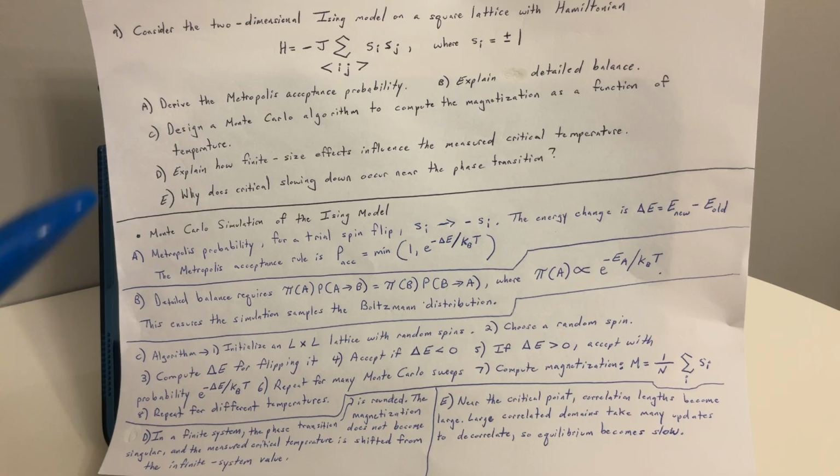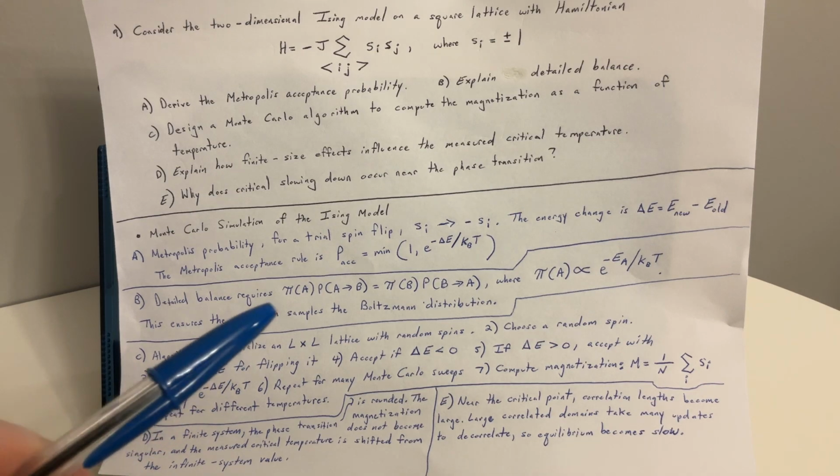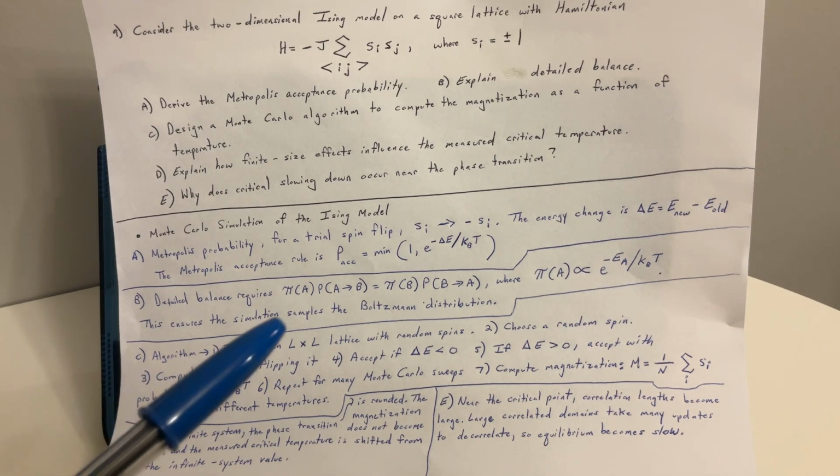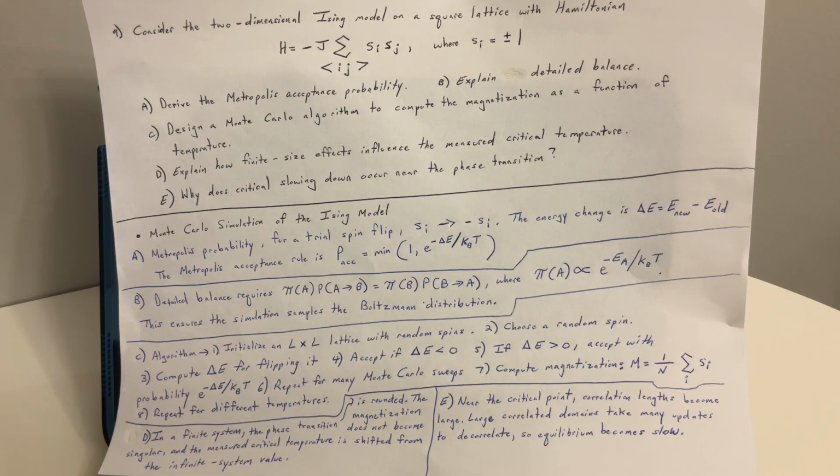Letter B, explain detailed balance. Detailed balance requires pi of A times P of A going to B equals pi of B times P of B going to A, where pi of A is proportional to e to the negative E sub A over k sub B T. This ensures the simulation samples the Boltzmann distribution.